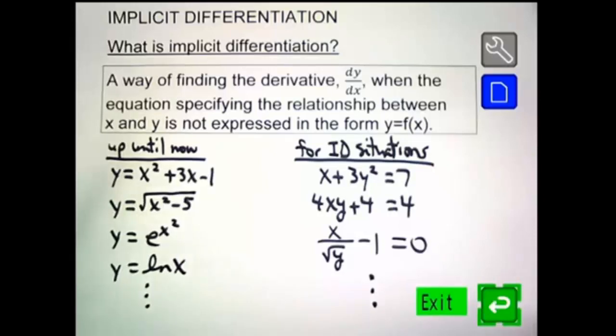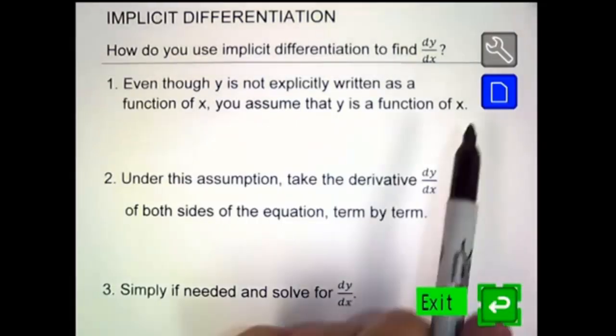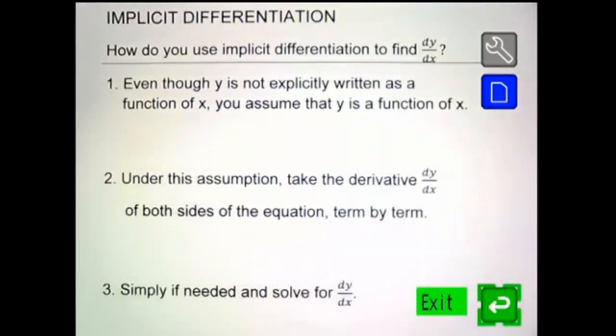So that's sort of what implicit differentiation is in a very simplistic way. Now I want to say something about how you do it. How do you use implicit differentiation to find the derivative dy over dx? It's basically a three-step process. Right now I don't want you to get caught up in all the details, but understand the big picture idea. There are three basic steps.